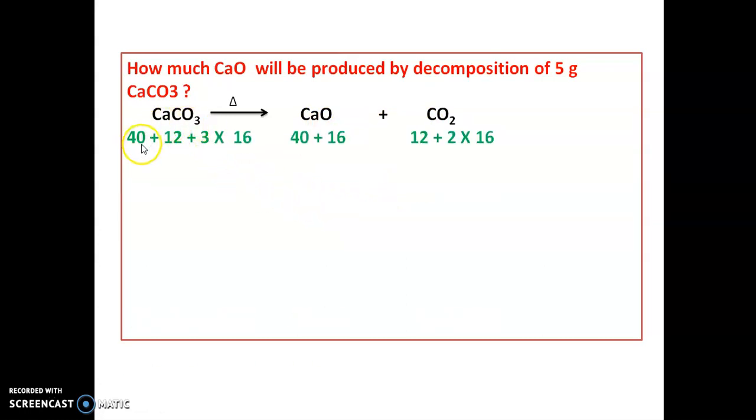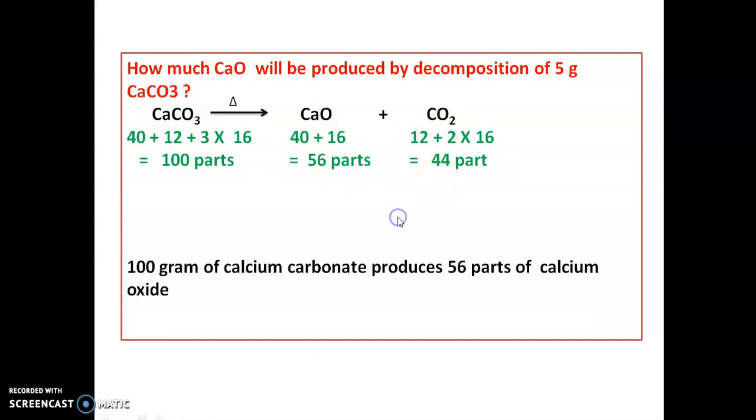Then you have to write the atomic masses: calcium has 40, carbon has 12, oxygen 16 into 3. Here calcium has 40 and oxygen has 16. Here carbon has 12 and here oxygen 16 into 2. So calcium carbonate is 100 parts, calcium oxide is 56 parts and carbon dioxide is 44 parts.